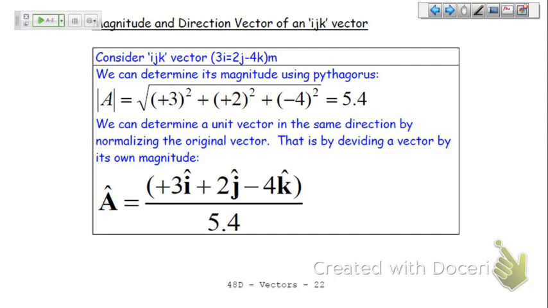Magnitude and direction of any old vector in IJK. Well, let's have a look. We can determine its magnitude by using Pythagoras in 3 dimensions. We all used to c squared equals a squared plus b squared. Well, d squared, if you like, is equal to a squared plus b squared plus c squared. It's just 3 dimensions. So if we want to find the absolute value of a, you just take the square root of these.